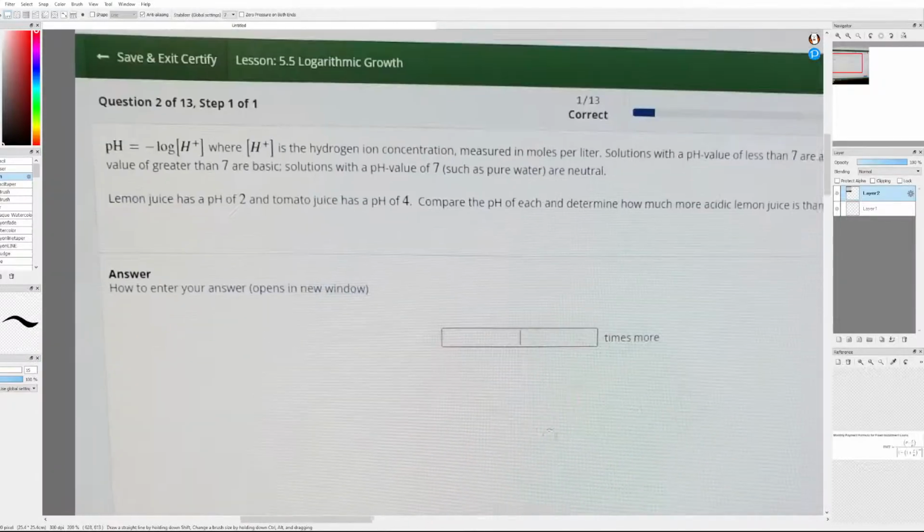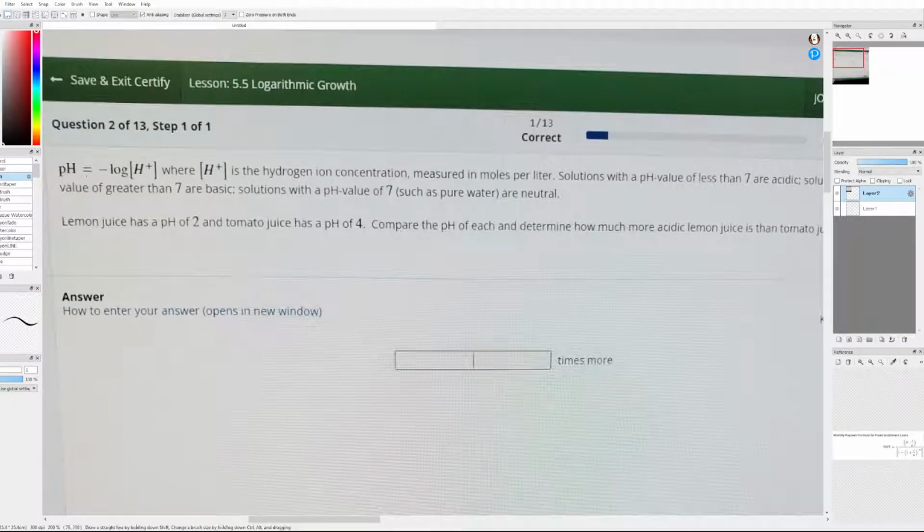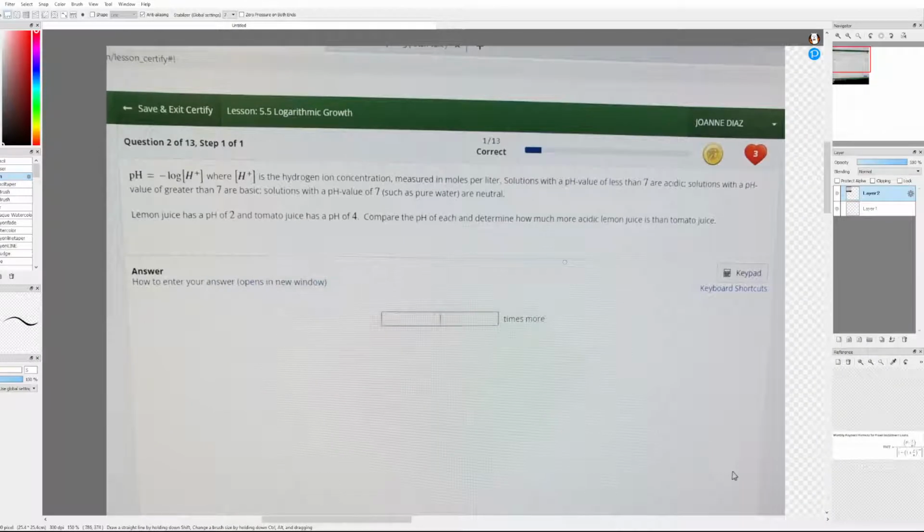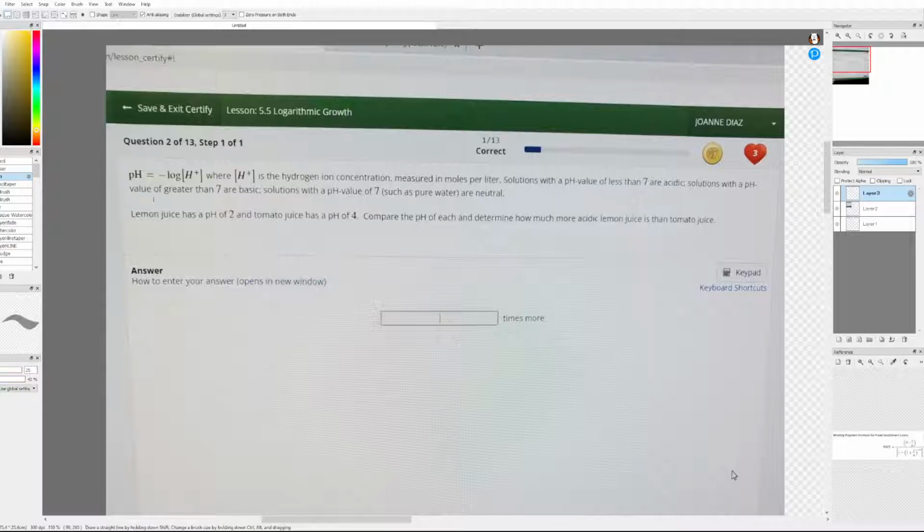So in these questions, the best thing to do first is to read what it's asking for, just to make sure we have everything accounted for. The first big thing that I'm noticing is it has an equation for us: pH is equal to negative log H plus, where H plus is the hydrogen ion concentration measured in moles per liter.